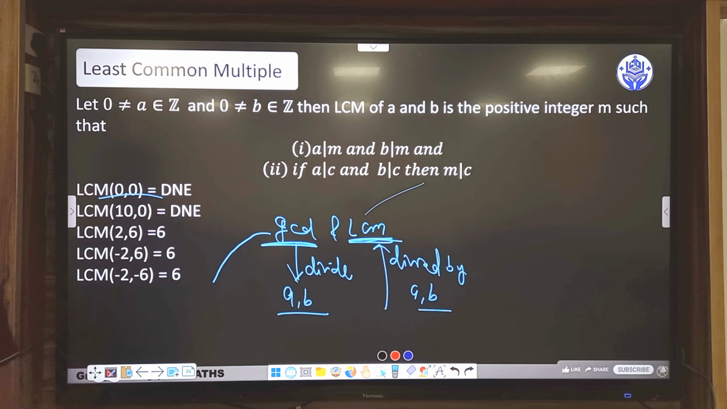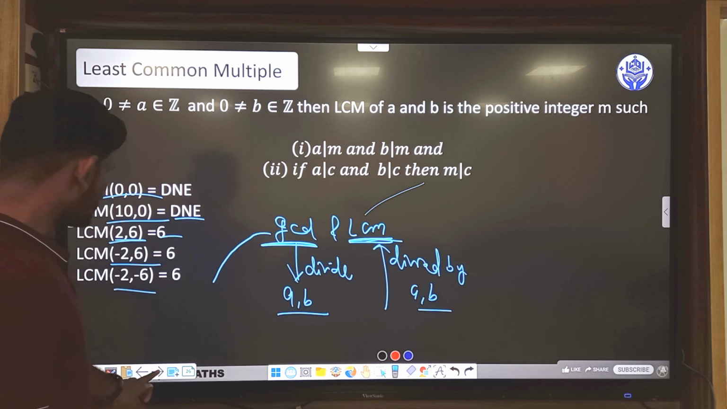Here LCM does not exist for 0 and 0. You can find the GCD of 0 and 10, that will be 10, but LCM does not exist. Again, the LCM of 2 and 6 is 6, the LCM of minus 2 and 6 is 6, and the LCM of minus 2 and minus 6 is also 6. This is the concept.